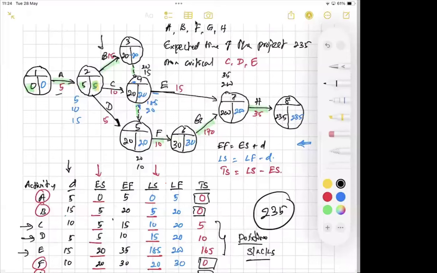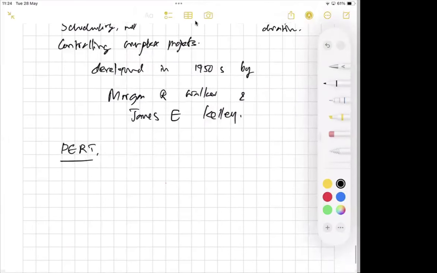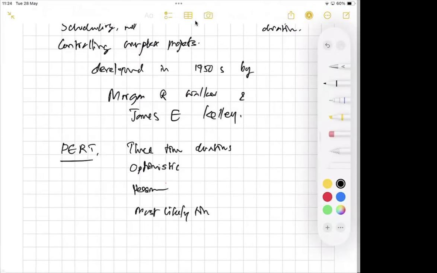Then we will talk about the PERT method, right? The program evaluation and review technique. That technique is also a project management technique, right? In the PERT method, we will use three time durations for an activity, right? Optimistic, pessimistic, and most likely time for each and every activity, right? Did you understand the difference?